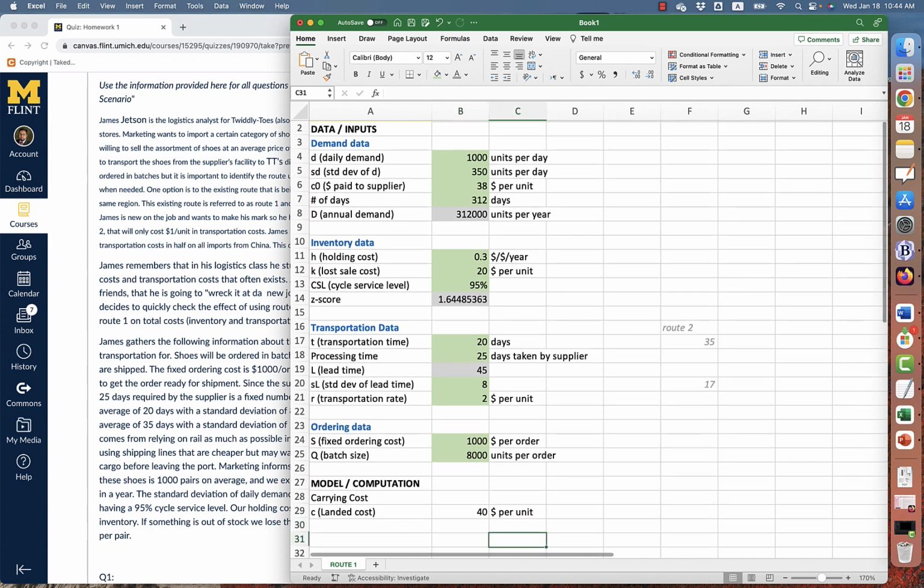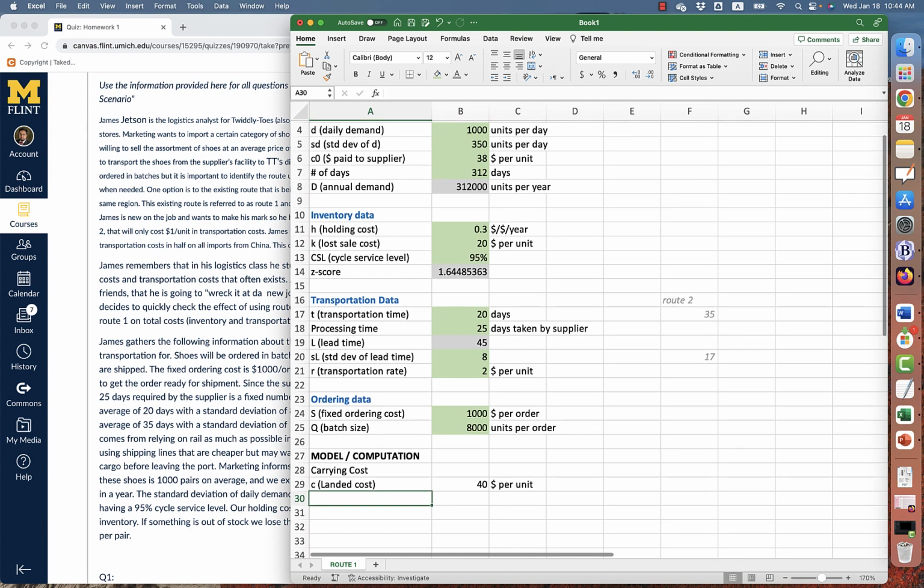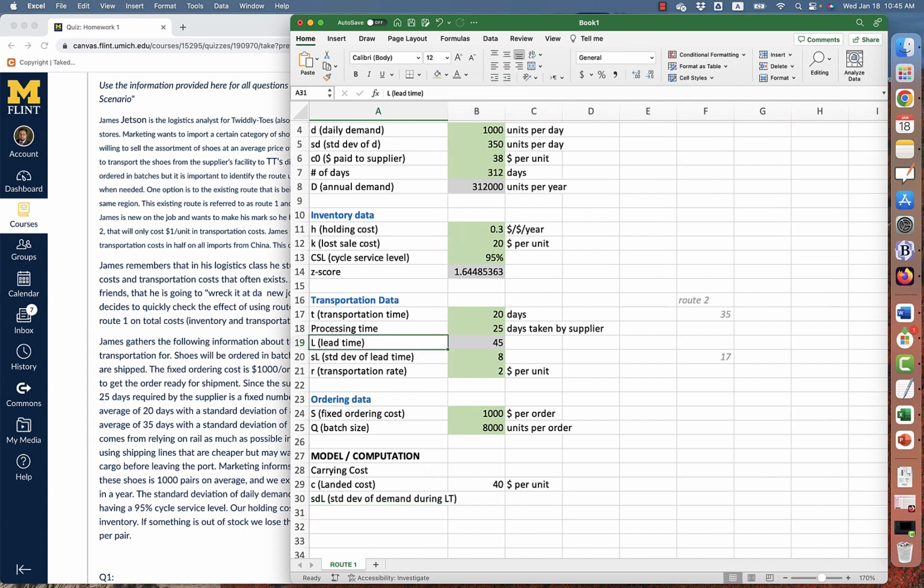Now we need to use this $40 in our holding cost calculation. The next thing we need is z-score, which is already there, and then we need SDL, which is standard deviation of demand during lead time. So how much can demand vary during our lead time? And remember, our lead time we calculated right here based on processing time plus transportation time, which is 45 days. So over a period of 45 days, how much can demand vary? A measure of that is called SDL, standard deviation of demand during lead time.